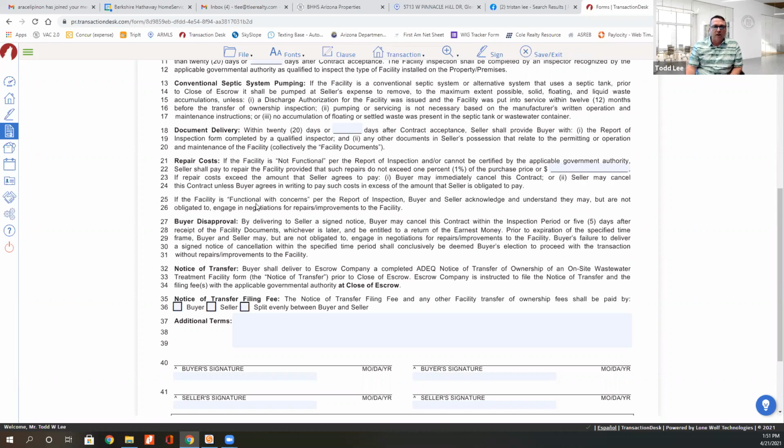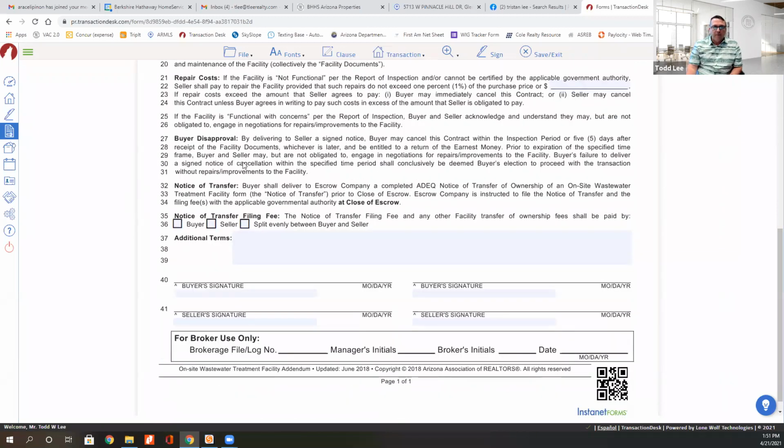If the facility is functional with concerns per the report and inspection, the buyer and seller acknowledge and understand that they may, but are not obligated to, engage in negotiations for repairs and improvements of the facility. By delivering to the seller a signed notice, the buyer may cancel the contract within the inspection period or 5 days after receipt of the facility documents, whichever is later. So if you don't get the facility documents from the seller until after your inspection period has ended, you still have that 5-day period to review and decide whether or not you want to continue. Buyer's failure to deliver a signed notice of cancellation within the specified time period shall be deemed that they are going to go forward.